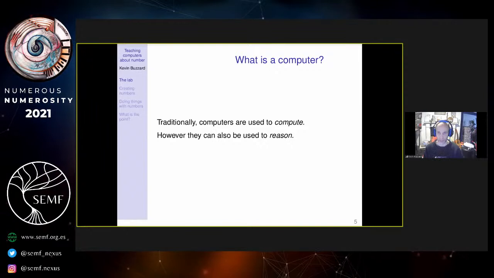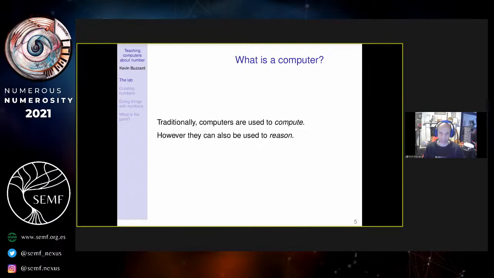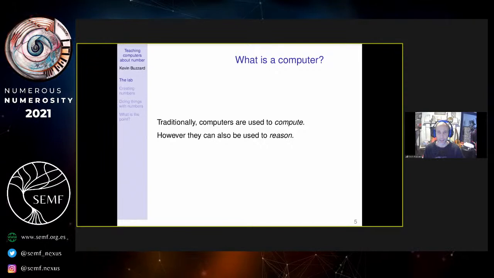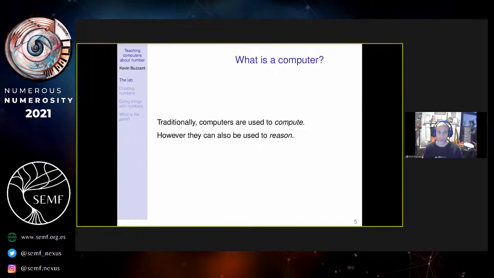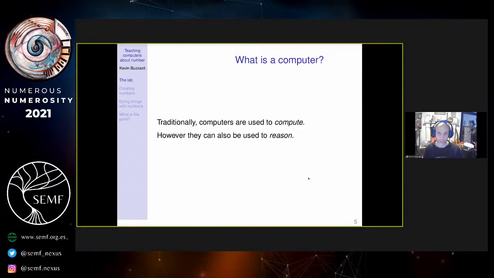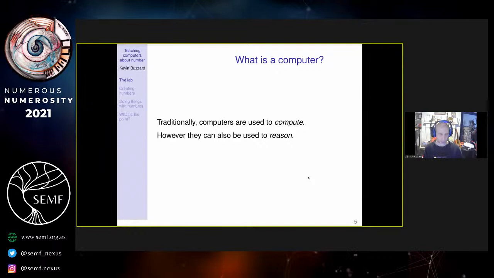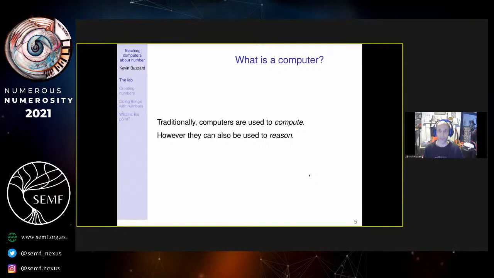So we see that, even though in the mathematics department we're often using computers to do computations, especially on the applied mathematics side, simulating solutions to differential equations, or trying to model various aspects of the physical world, computers can also be used to reason, and what we'll be doing today is using them in this different way. And when we're using them to reason, they might be in a state where they don't know about numbers at all.